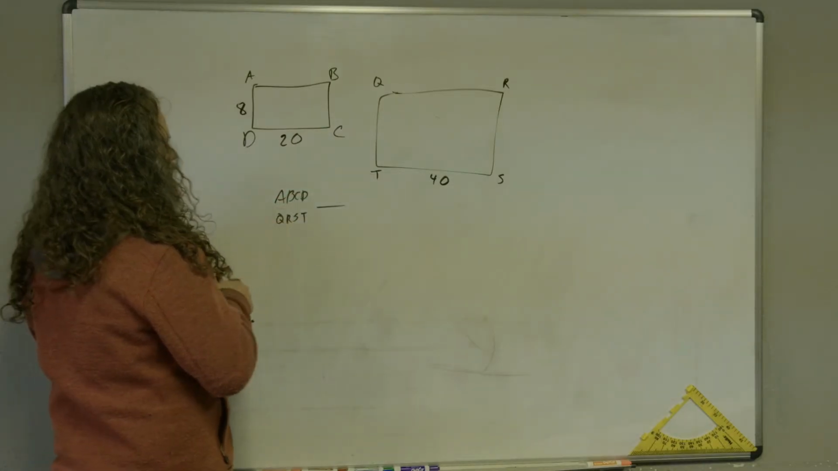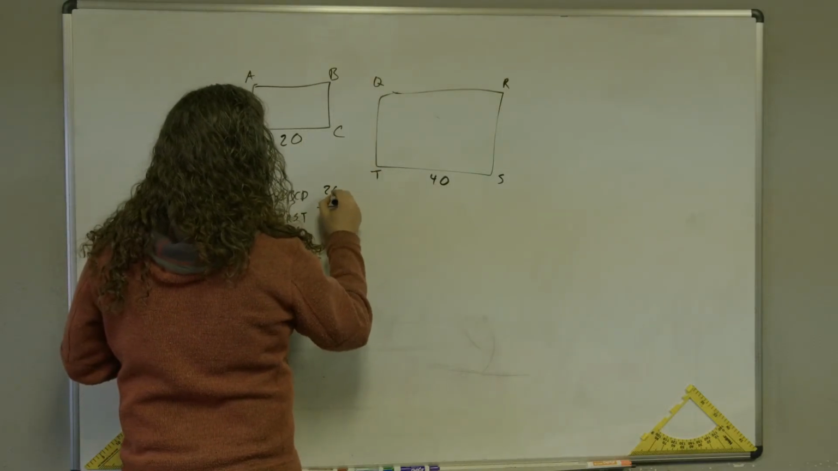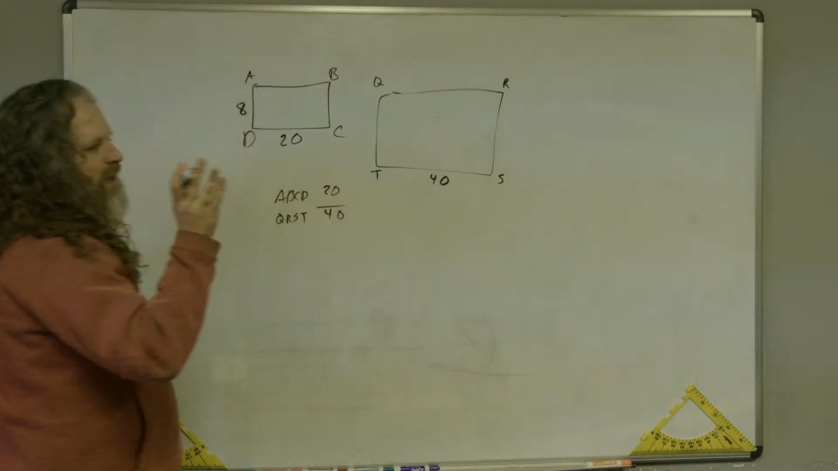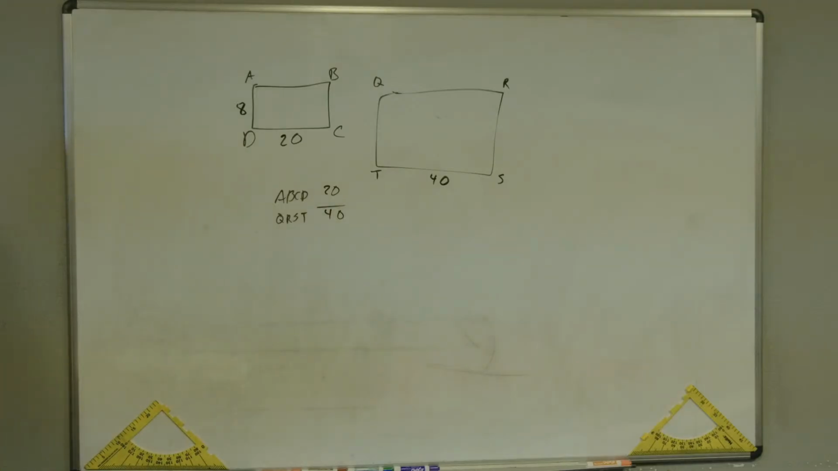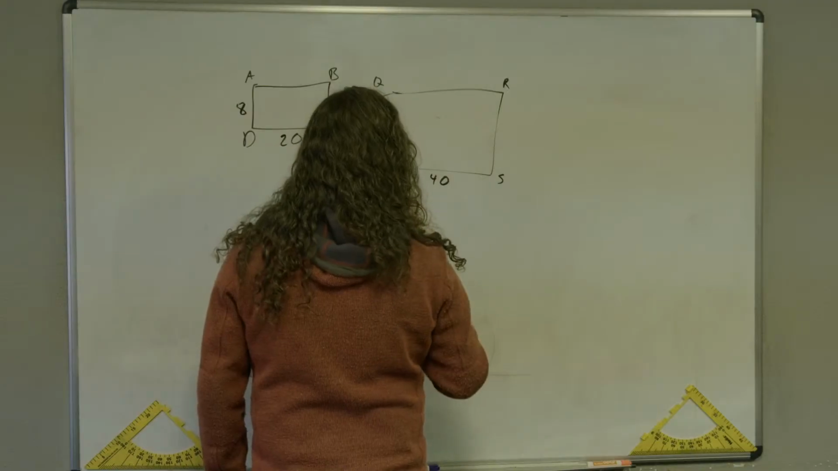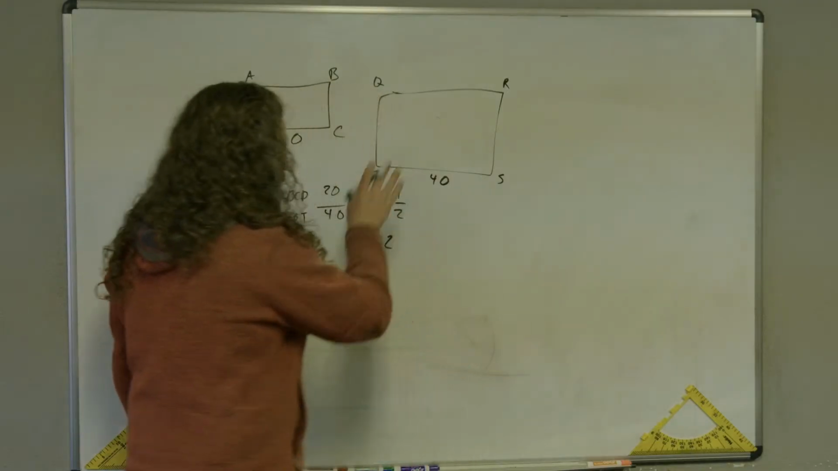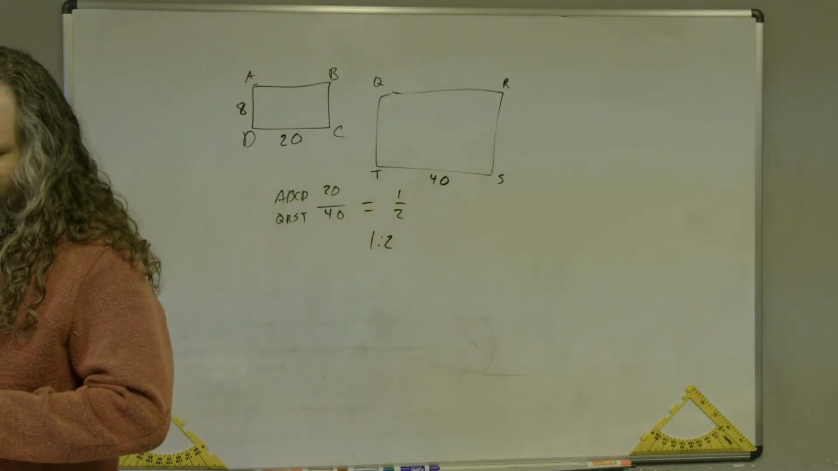So, A, B, C, D, the ones that match are these ones, right? So 20 to 40, we just need to reduce that. 20 to 40 reduces to what? 1/2. So the scale factor is 1/2. Or 1 to 2, you could write it either way in this context, and it would be great. 1 to 2 scale factor. Any other questions from this lesson?